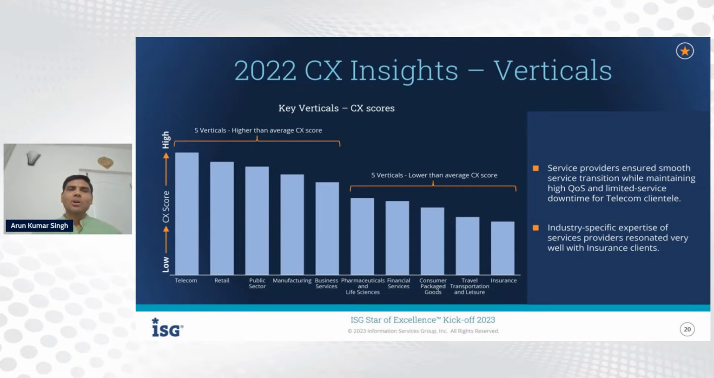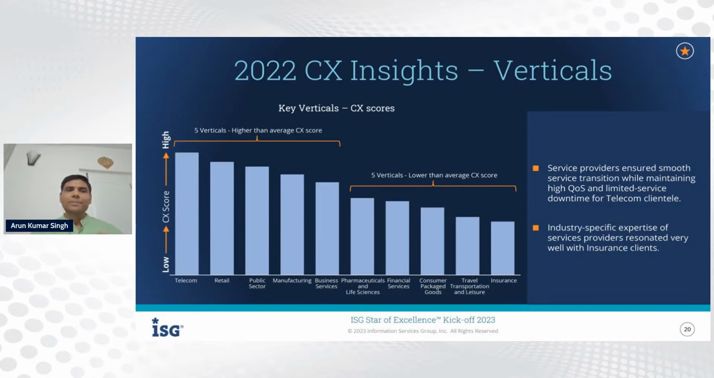From an overall vertical perspective, ISG covered 12 verticals, which we track as part of our ISG Star of Excellence program as well. Here again, I'll be briefly covering the verticals. Coming to the graph, we are capturing the top 5 key verticals by high and low CX scores.